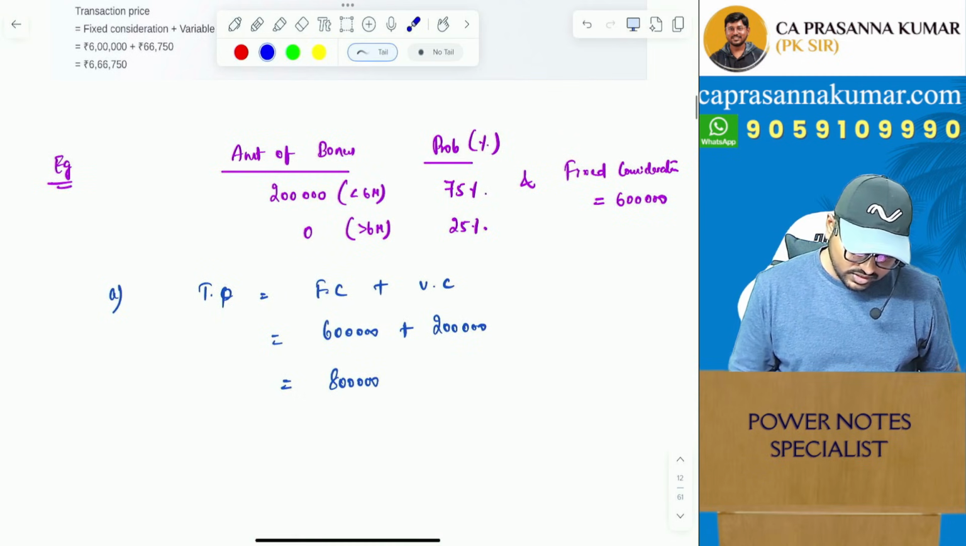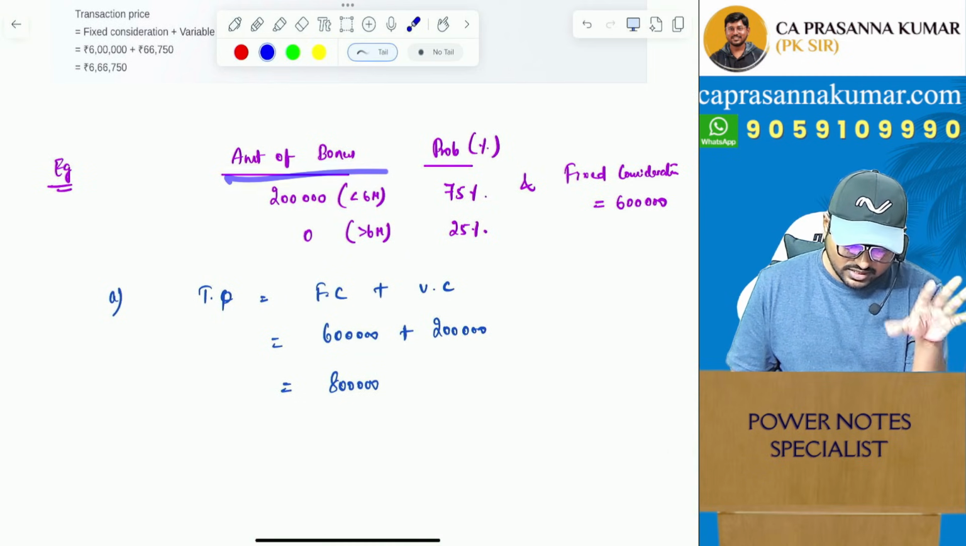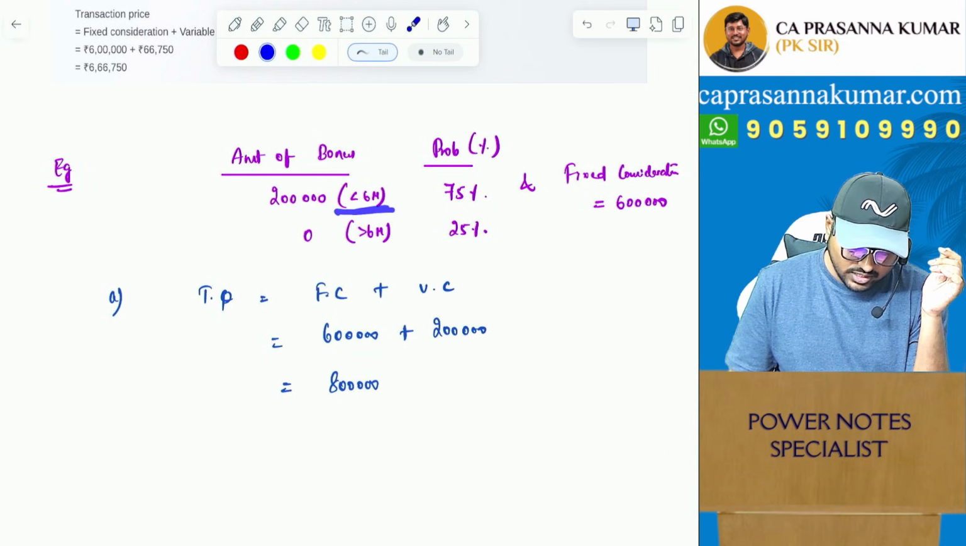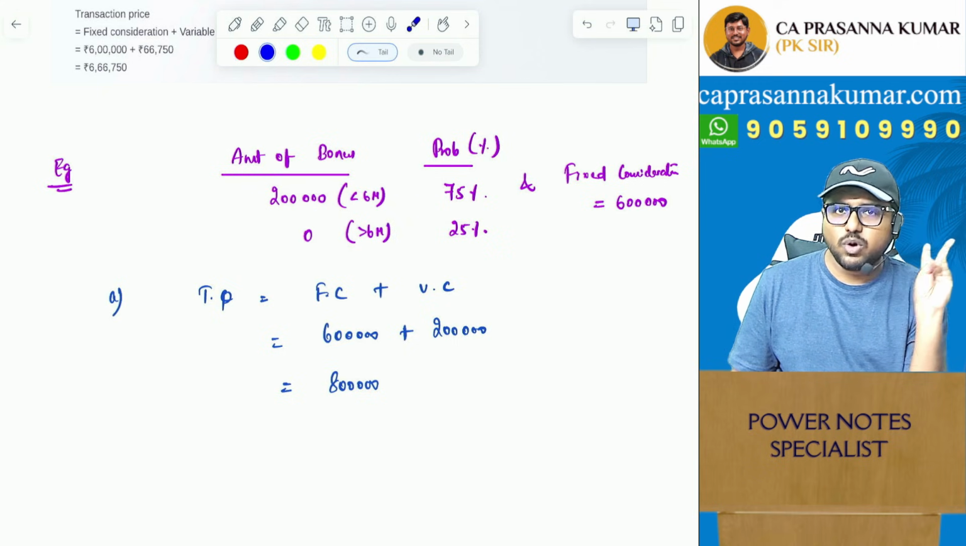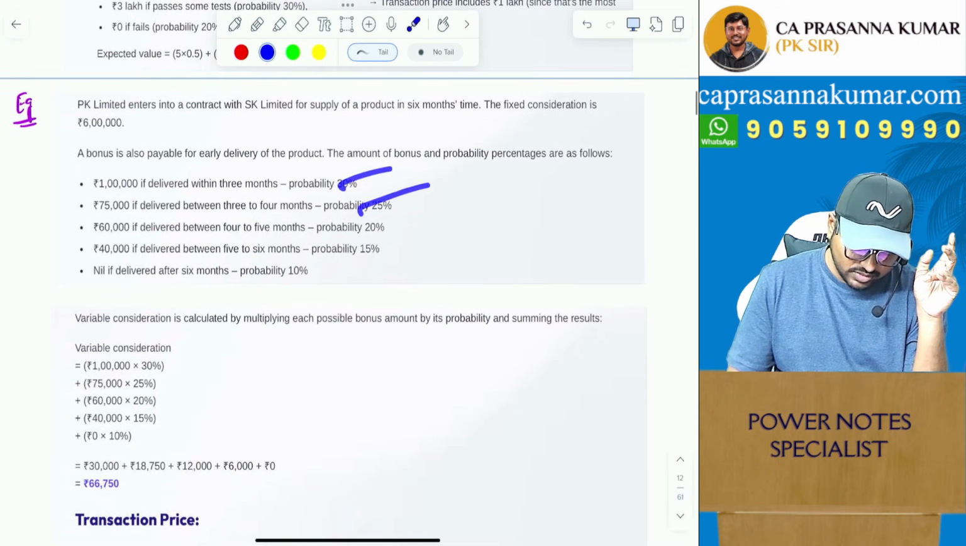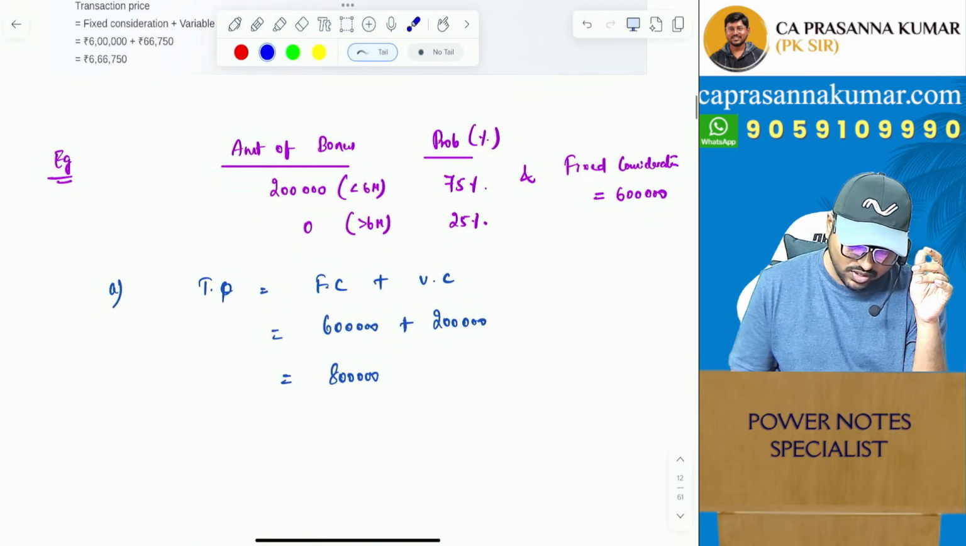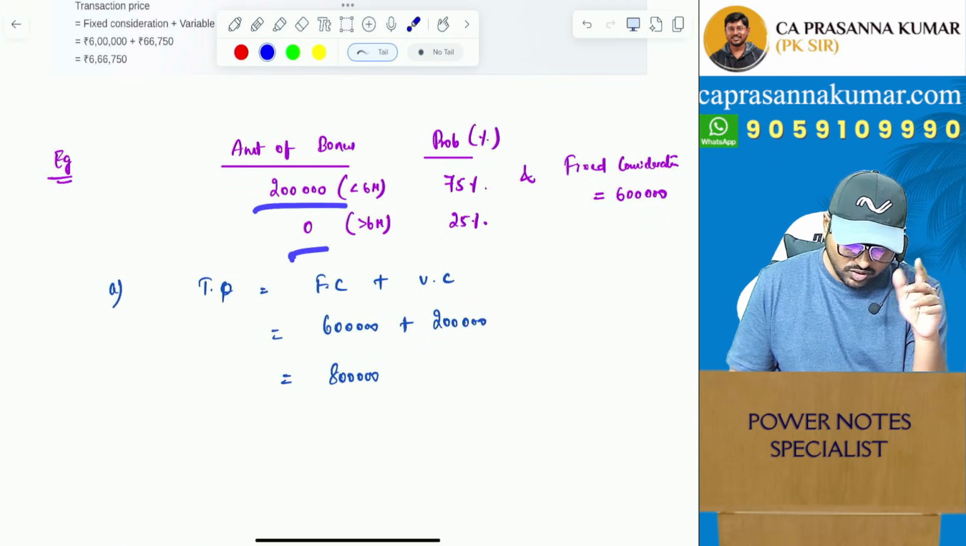Sir, what about this most likely amount? Sir, very simple. Look at this example. The amount of bonus is like this, same example only. Within 6 months, if you are able to complete, you will be getting 2 lakhs. Greater than 6 months, 0. That's all, only 2 options. It is not like this much, this much, this much, as we had multiple possibilities earlier. Here it's only 2. Either you will get 2 lakhs or you will get 0.